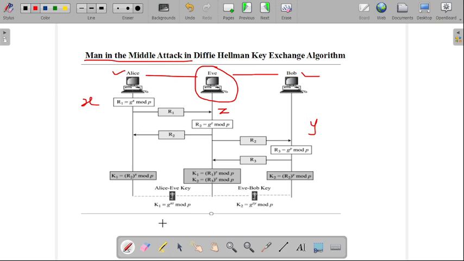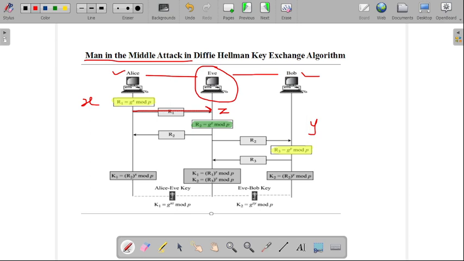Suppose Alice will calculate the value of R1 equal to g raised to x mod p. On Bob's side, Bob will calculate R3 equal to g raised to y mod p. On Eve's side, Eve will calculate the value of R2 equal to g raised to z mod p. The values of g and p are public numbers that are already given in the example. Whenever Eve calculates the value of R2, she sends it to both the sender and receiver.